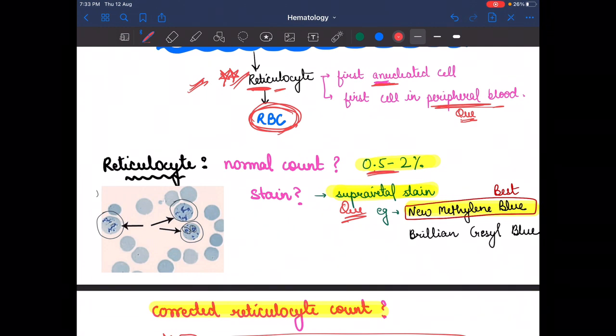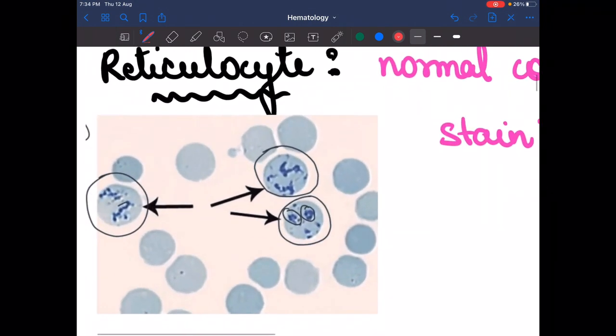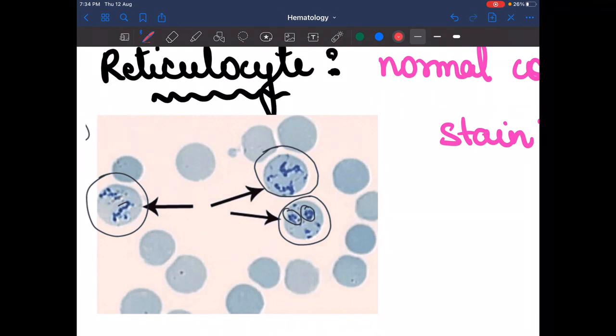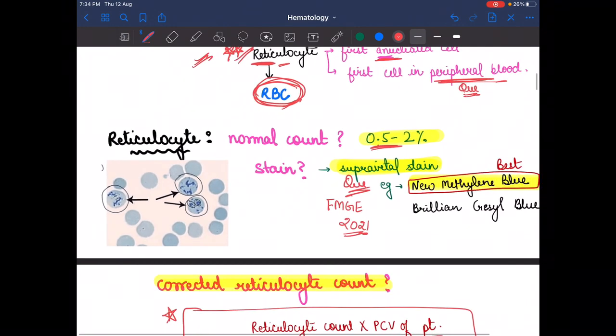And how can we stain it? We can stain it with a supravital stain. This was a FMG 2021 question: the supravital stain is used for the reticulocyte. Examples of supravital stain are new methylene blue or brilliant cresyl blue, which show a blue color. As we see, these are the reticulocytes, they are anucleated, and in them we see this blue color due to the supravital stain, that is new methylene blue or brilliant cresyl blue.